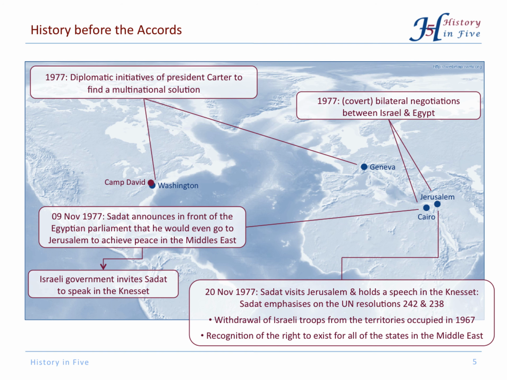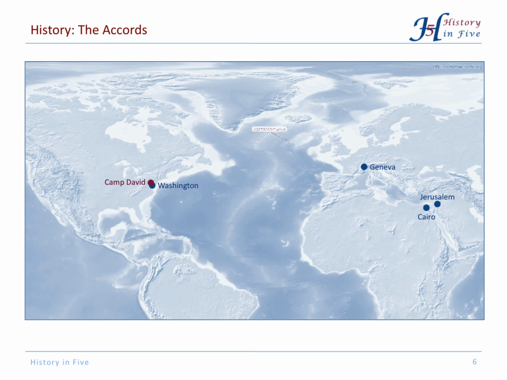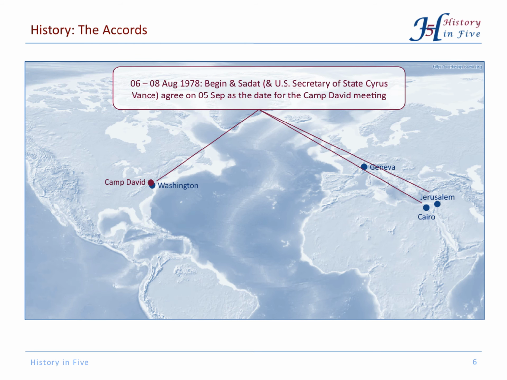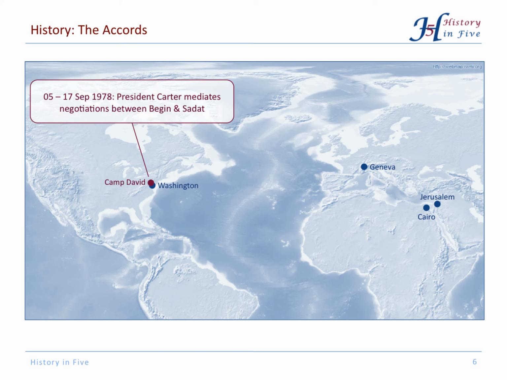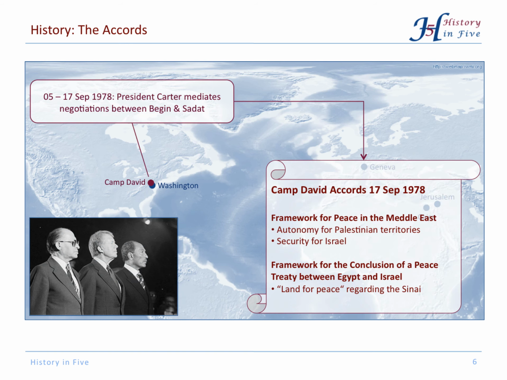That's perfect for the Israelis, because what else do we want? What do we want with the Sinai? What should we do with that? We want peace. So, under negotiations or mediation by the Secretary of State, Cyrus Vance, they agreed to meet on the 5th of September in Camp David near Washington. Carter mediated the negotiations, and then the Camp David Accords were signed on the 17th of September.